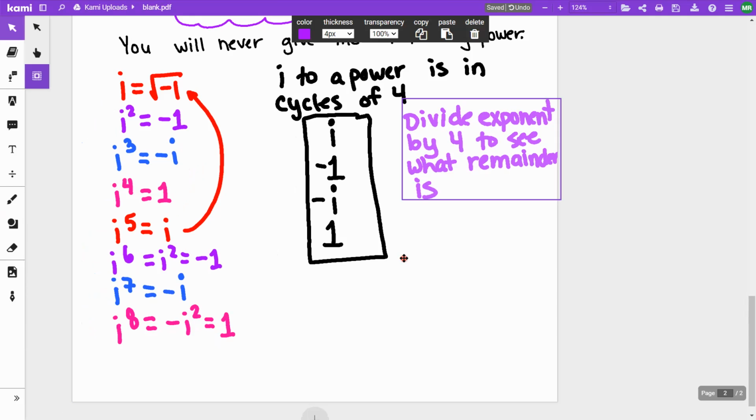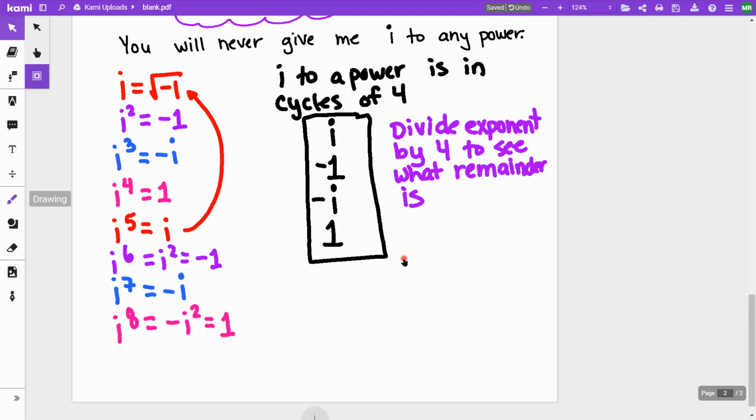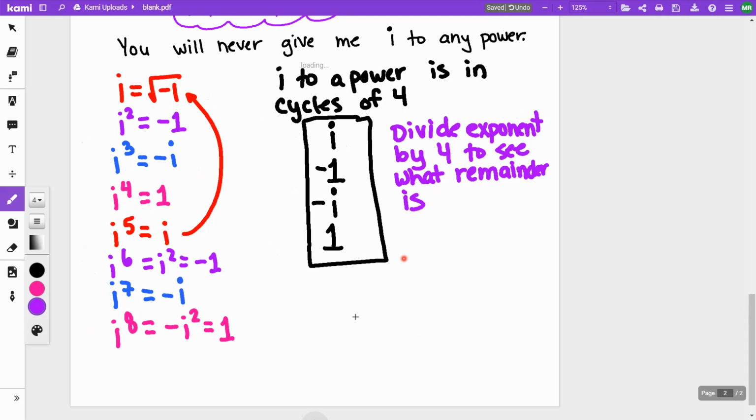Just move this over while I'm writing on the edge. What the remainder is. So the reason being is, just as a quick example, let's say I had i to the 10th. I can sit here and go 1, 2, 3, 4, 5, 6, 7, 8, 9, 10. But since I know it's in groups of 4, how many groups of 4 go into here? Well, 2. So if I was to take 10 divided by 4, let me do it this way.